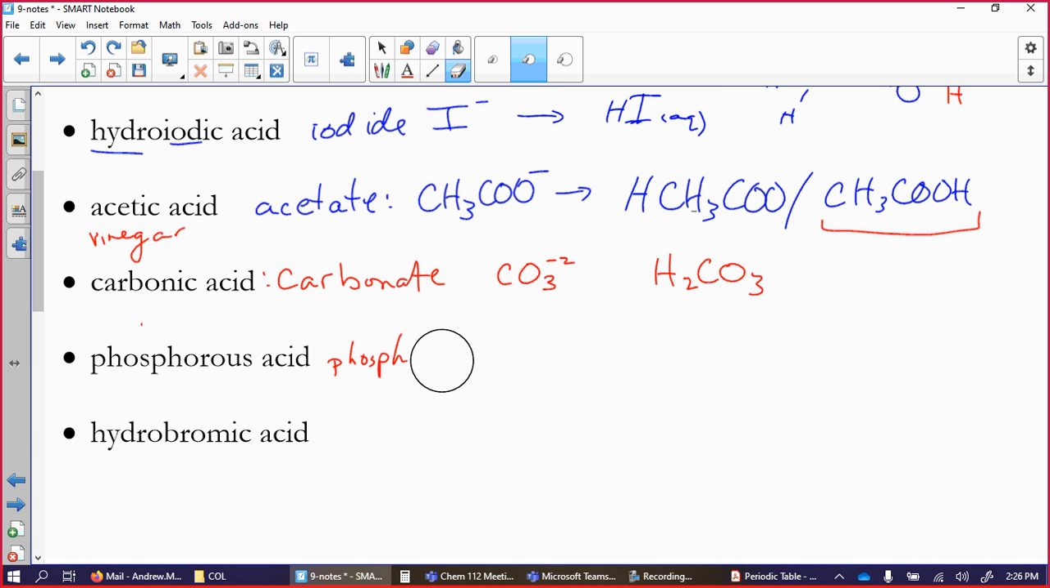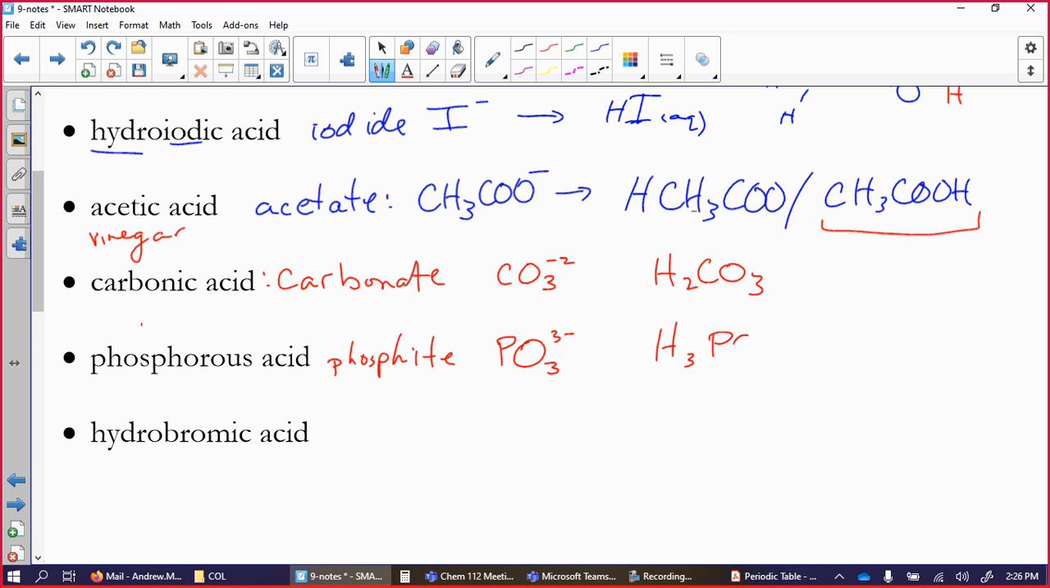Okay, phosphorous acid. Why would I write PHOS? The P-H-O-S comes from phosphite, which is PO3, 3 minus. There's 3 of them. So that's H3PO3.